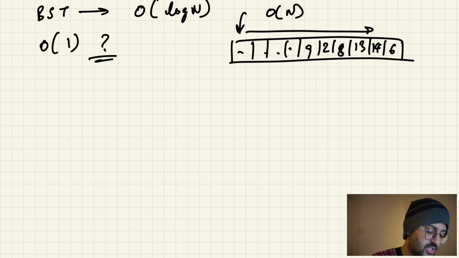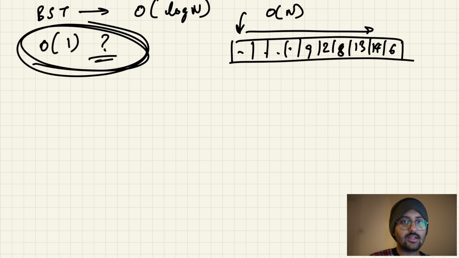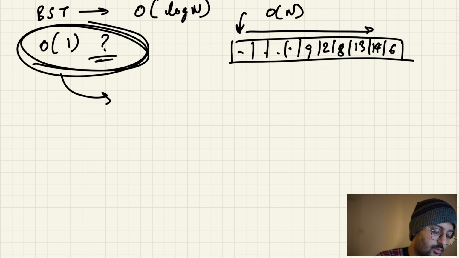But the question is, I want to search in constant time. If someone tells me, search for this element in this data structure, no traversing, nothing needed, no for loop needed, I need to search it in constant time. How can we do that? We can do this using hash maps.